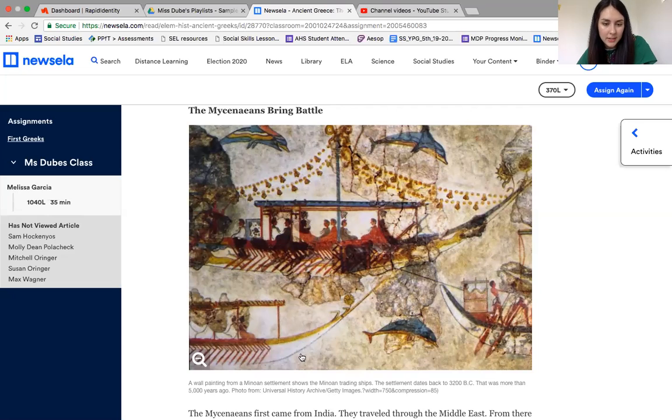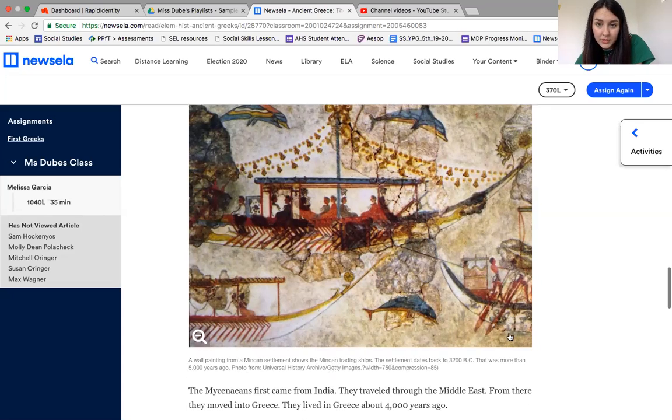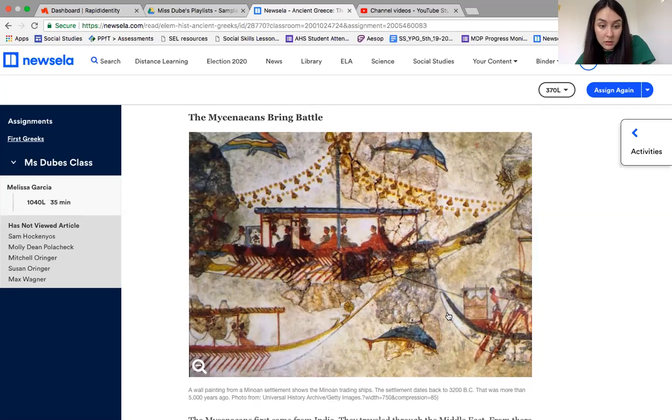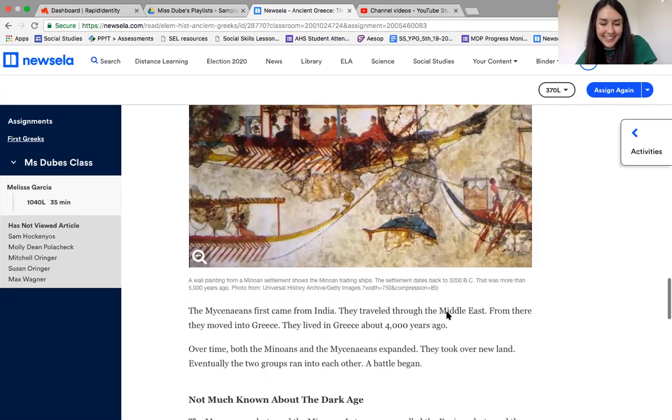Let's take a look at this photo. This says it's a wall painting from a Minoan settlement that shows the Minoan trading ships. The settlement dates back to 3200 BC. That was more than 5,000 years ago. That's an ancient painting.